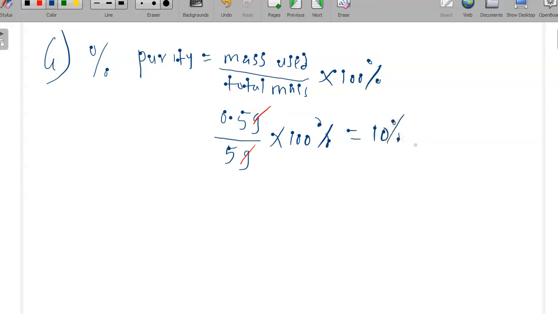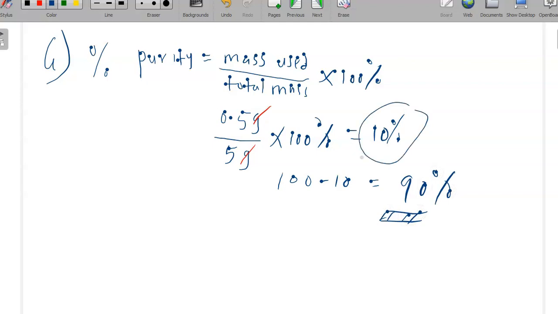So this 10%, you subtract from 100. You say 100 minus 10. Then what do you get? 90%. So the purity is 90% pure, meaning that 10% is impure. So that's how you calculate it. The purity of sodium hydroxide is 90% pure and 10% impure.